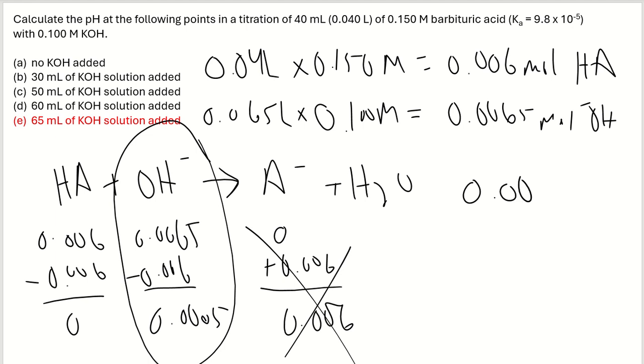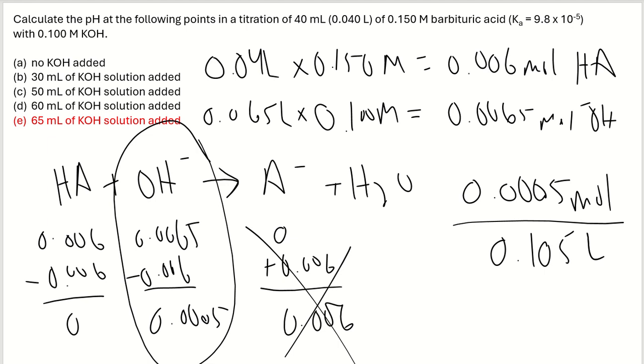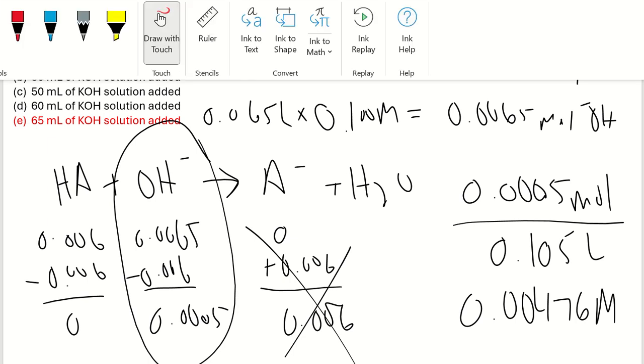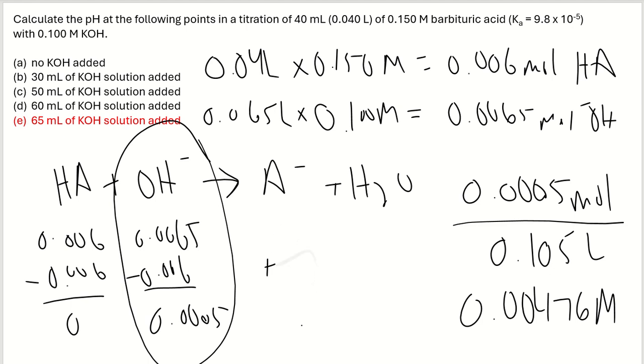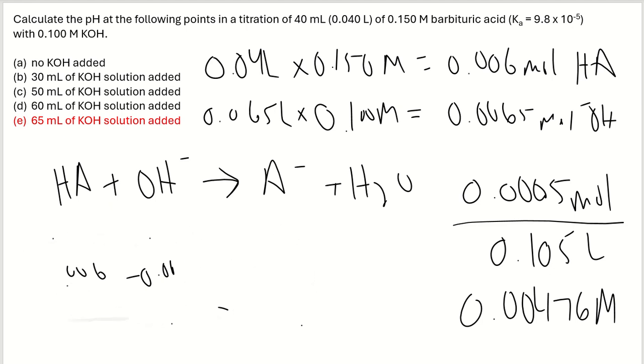Before we do that, though, we need to take the moles of hydroxide divided by the total volume, which is 0.105, the 65 plus 40 milliliters, 105 milliliters or 0.105 liters. And we get a concentration equal to, let's see here, 0.00476 molar. What do we do with that number? Well, that is the hydroxide concentration. So we need to convert that to pOH and then pH.